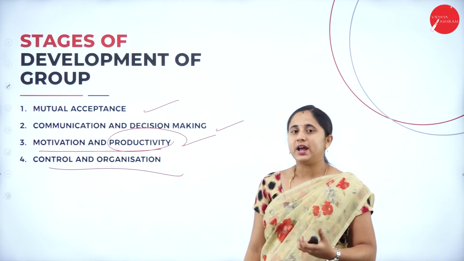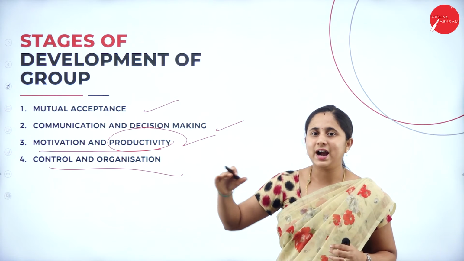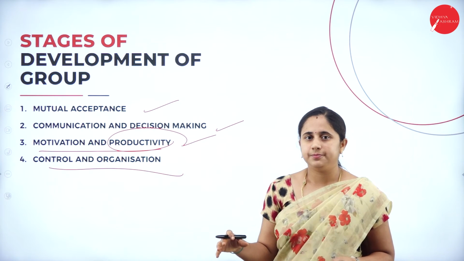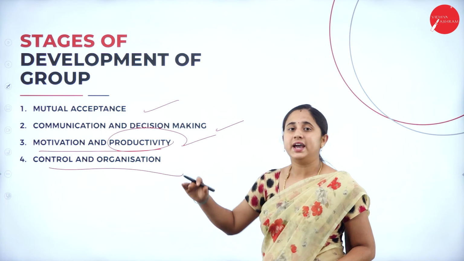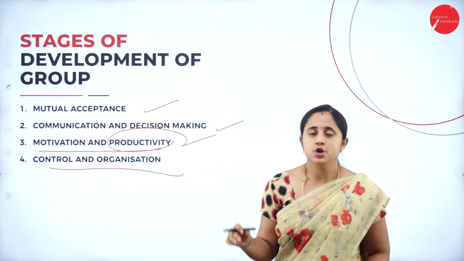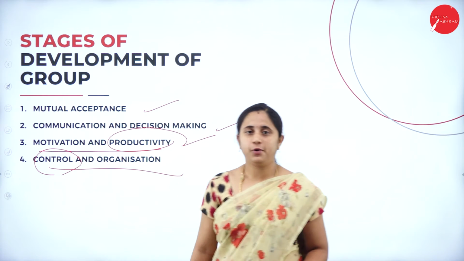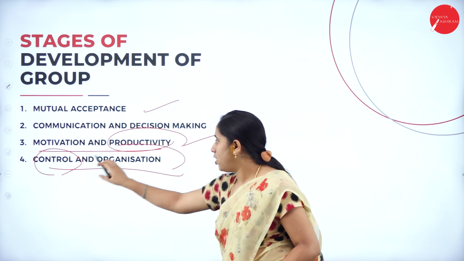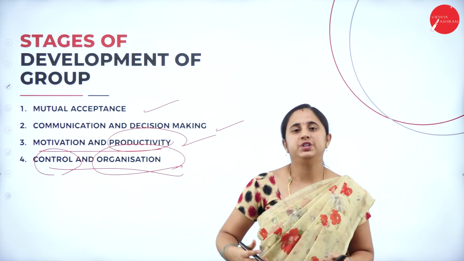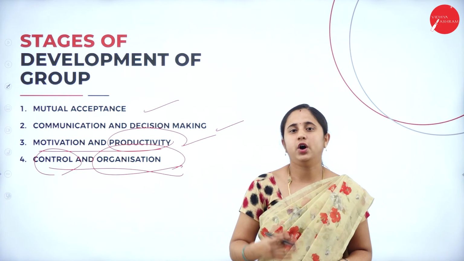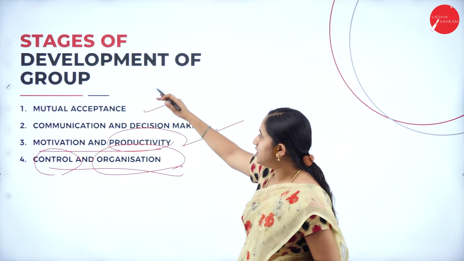If the productivity is good, it requires less supervision, less control or authority. Based on the evaluation, you will control the individual performance. Then you will organize, and you will improve the group activity or group performance. So these are the stages.